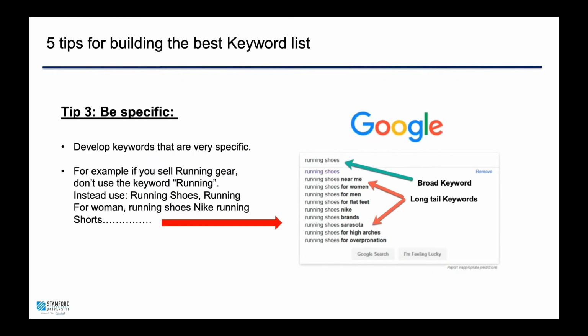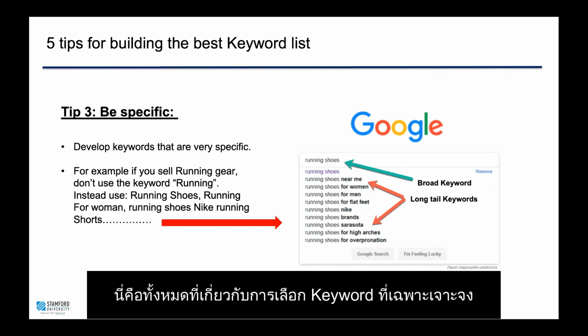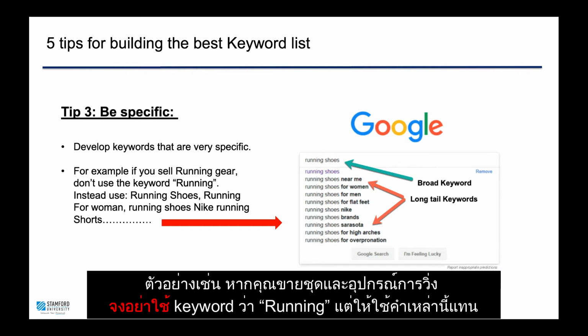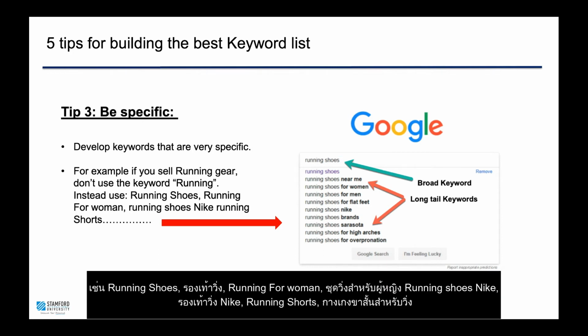All right, tip 3. It's all about selecting specific keywords. So for example, if you're selling running gear, don't use the keyword running. Instead use running shoes, running for women, running shoes, Nike running shoes, etc.